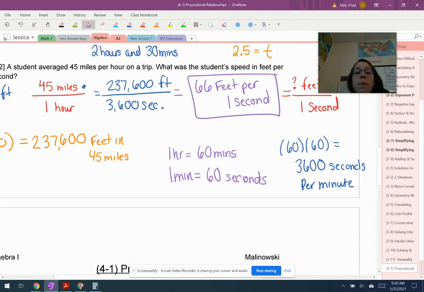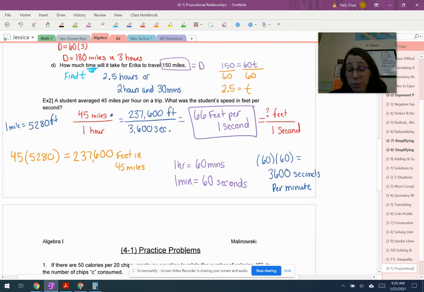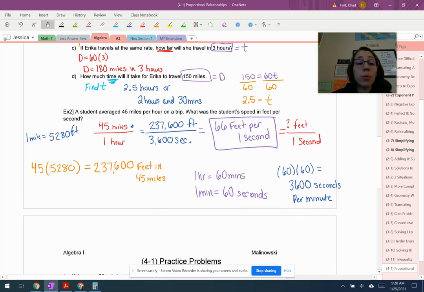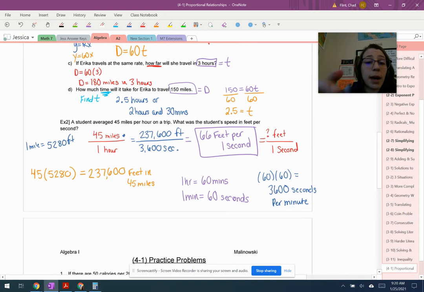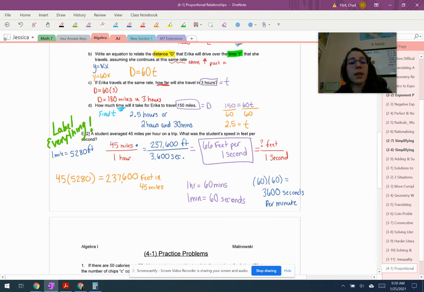So you really just got to go through these slowly and make sure you look up any information you don't know and write everything down with labels. That's going to be my little advice to you. Label everything. Okay, and that's it. That's all.